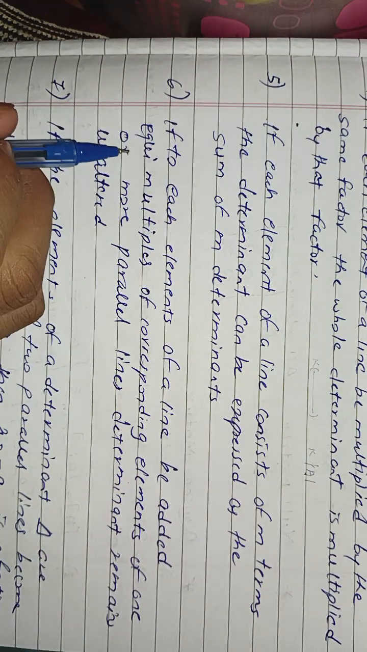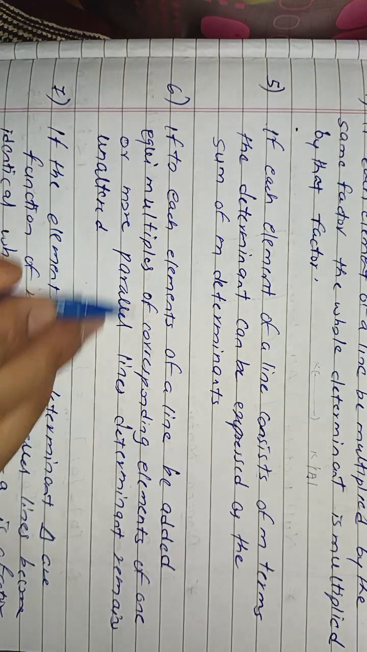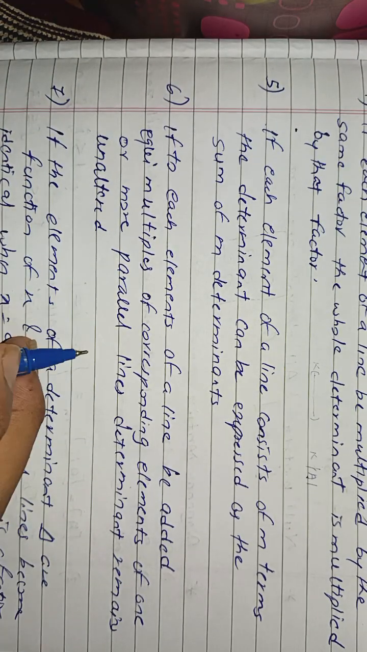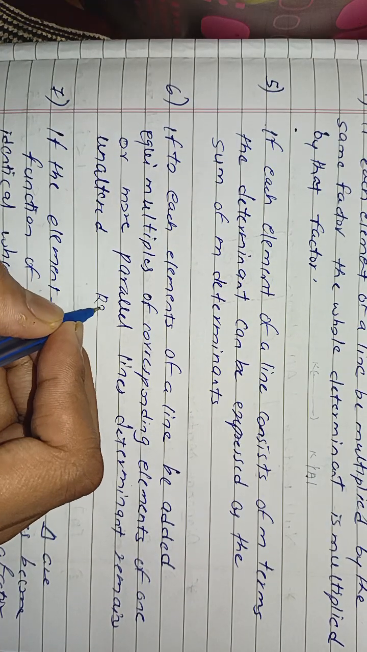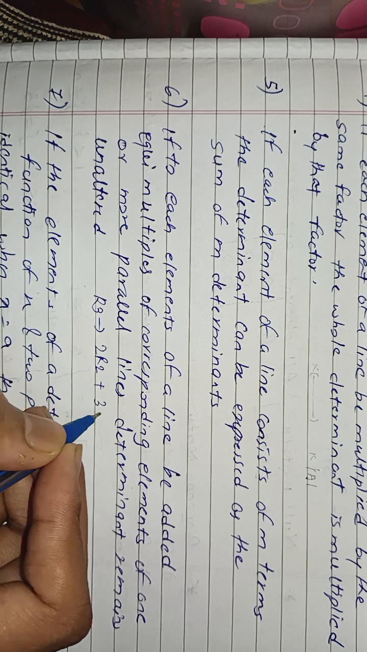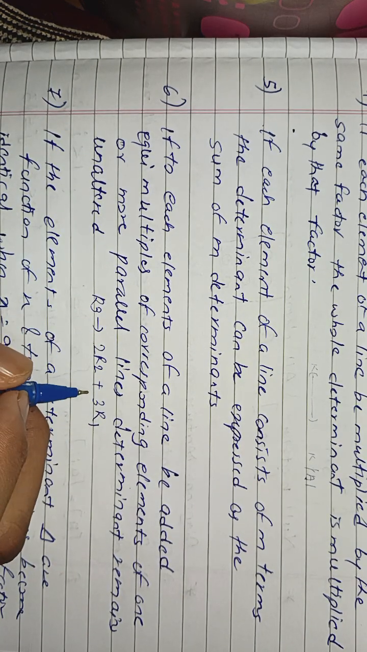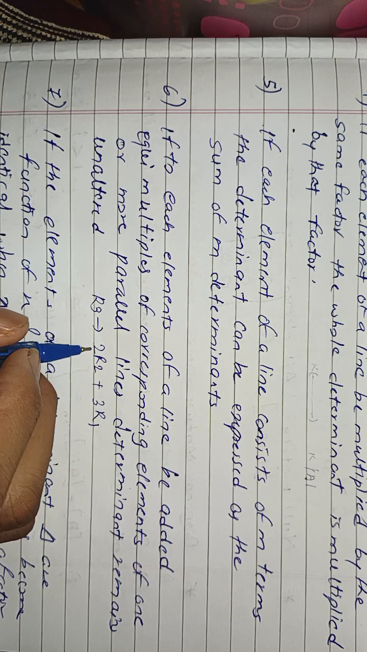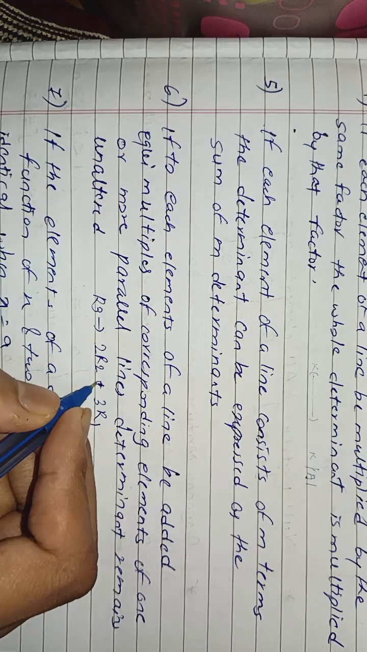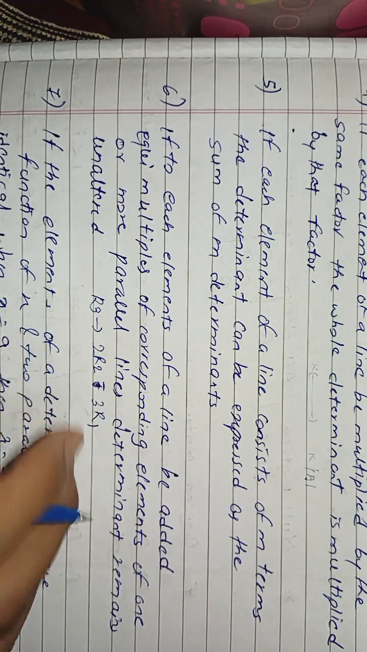In the sixth, if to each element of a line are added equimultiples of corresponding elements of one or more parallel lines, the determinant remains unaltered. So if we do it like this, R3 is equal to 2R2 plus 3R1. These are the multiples, meaning 2 into 3 is 6, 3 into 2 is also 6. By doing this, here it will come minus. So by doing this elementary operation, the determinant will not change.